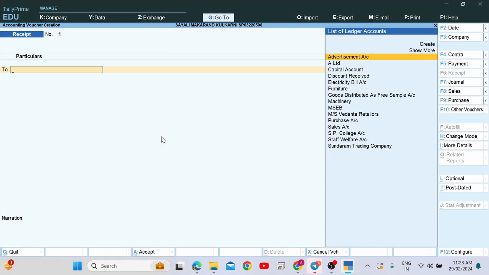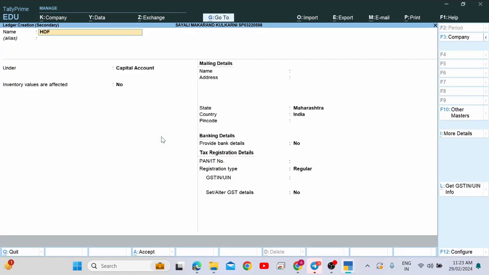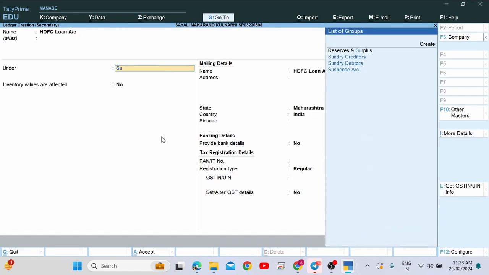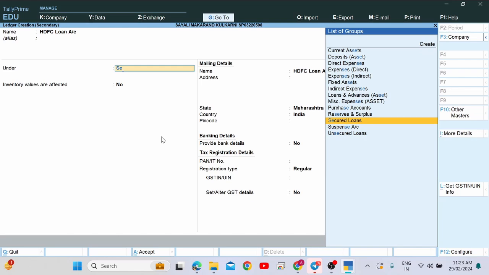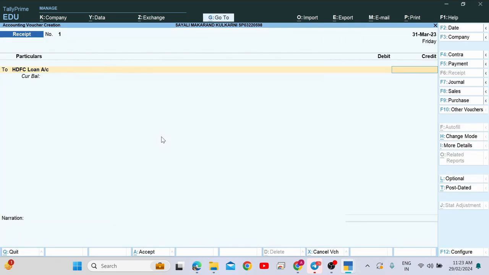Now for the HDFC loan account, first try to type HDFC, you will not get that HDFC loan account. So HDFC loan account, under what? Generally you will get secured loan. You get secured loan from the bank. Do you have secured loan? Sorry, we have the secured loan group. Therefore select that secured loan group, and then just press enter.